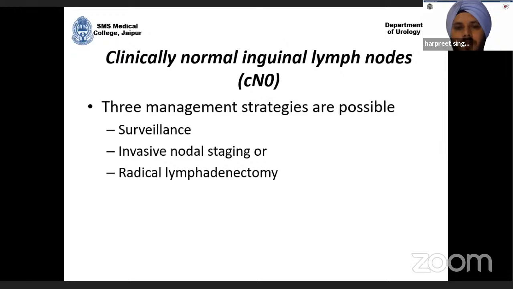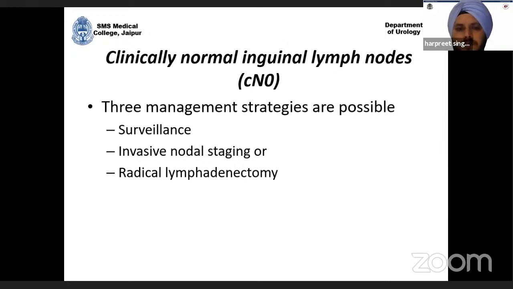If the lymph nodes are non-palpable, the lymph node management depends upon risk stratification, which depends upon the tumor grade and the presence or absence of lymphovascular invasion according to the primary biopsy report. According to this, these patients can be categorized into low risk, intermediate risk, and high risk patients. In the low risk patients, there are very low chances of recurrence.